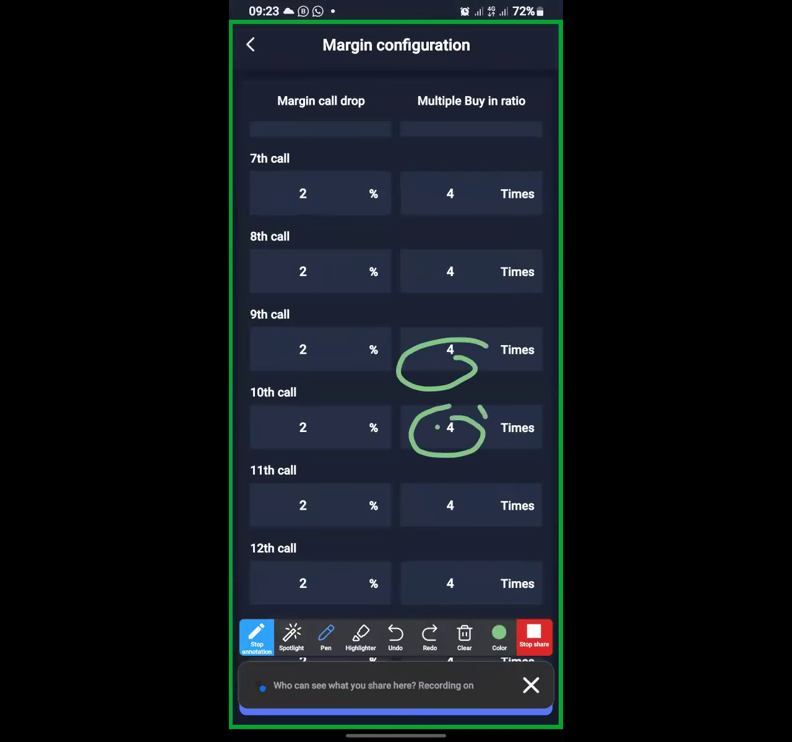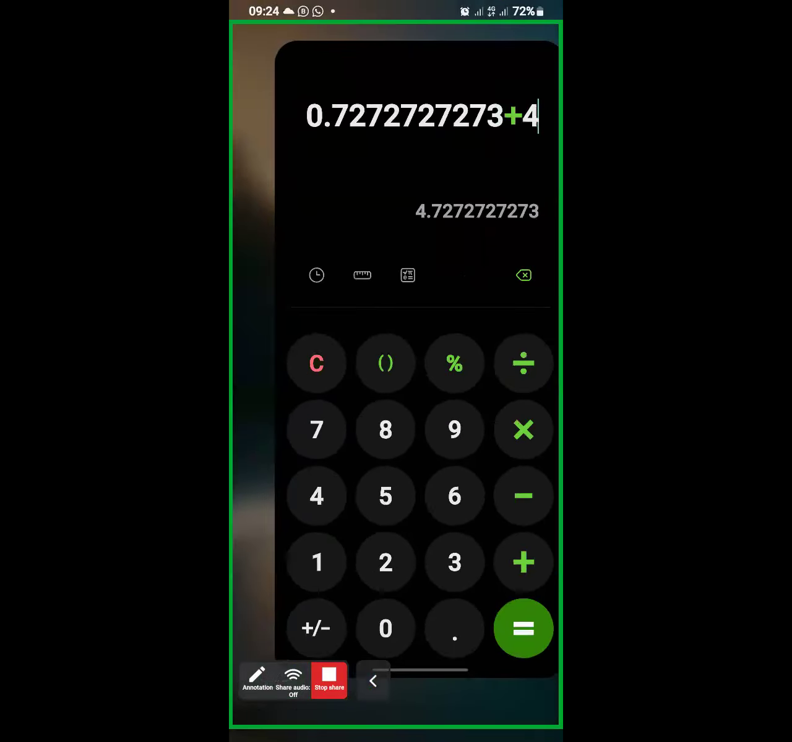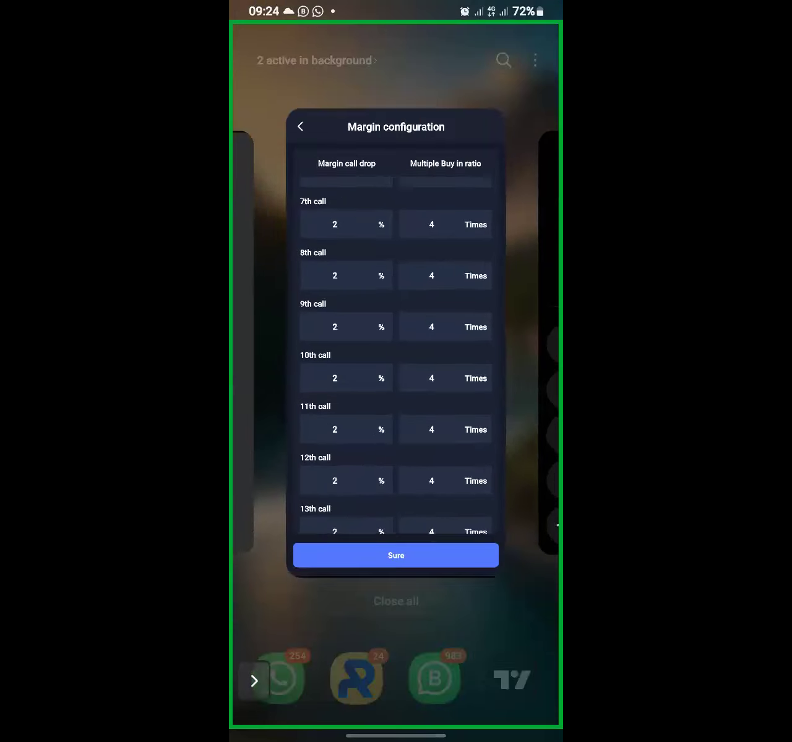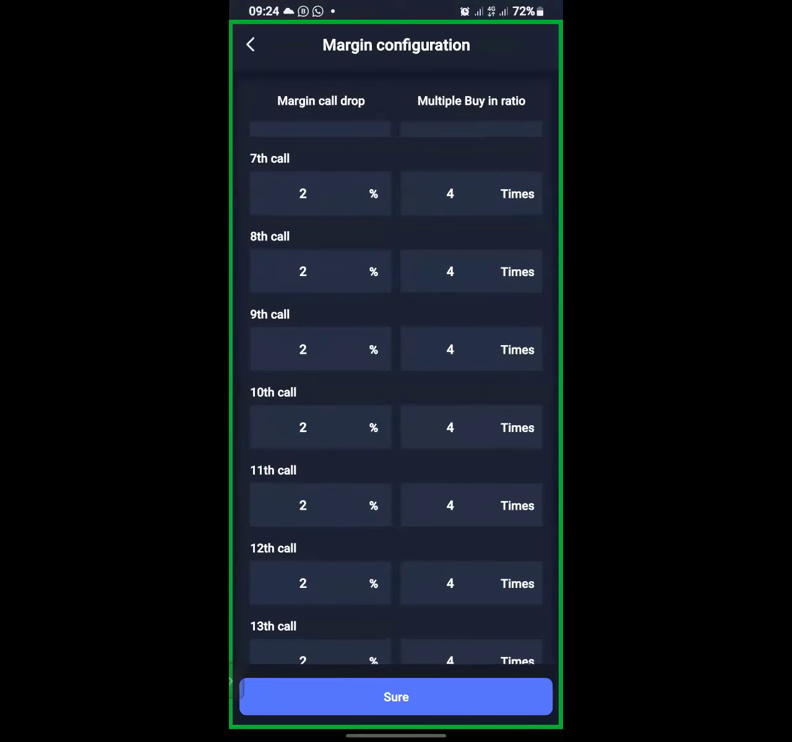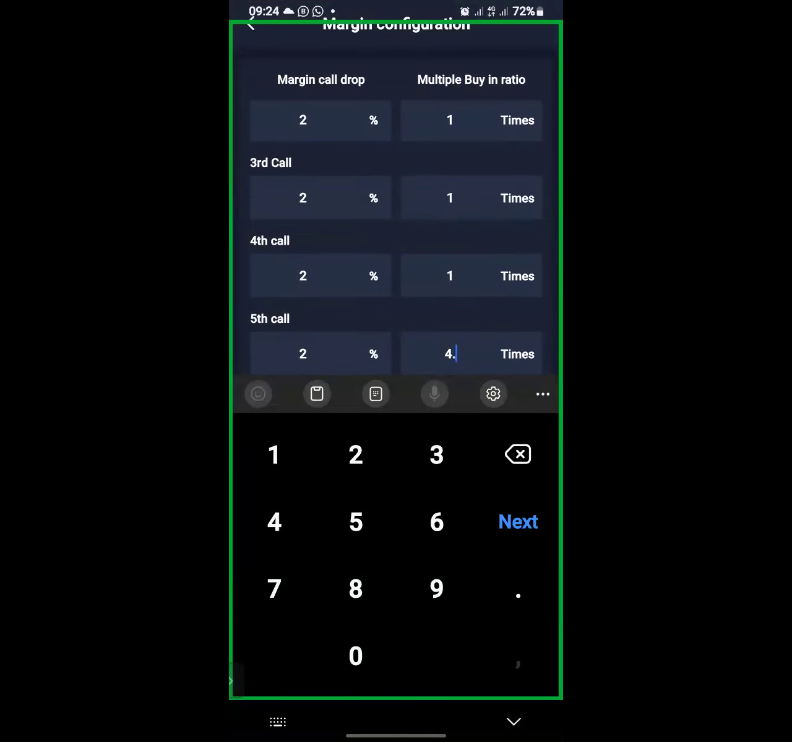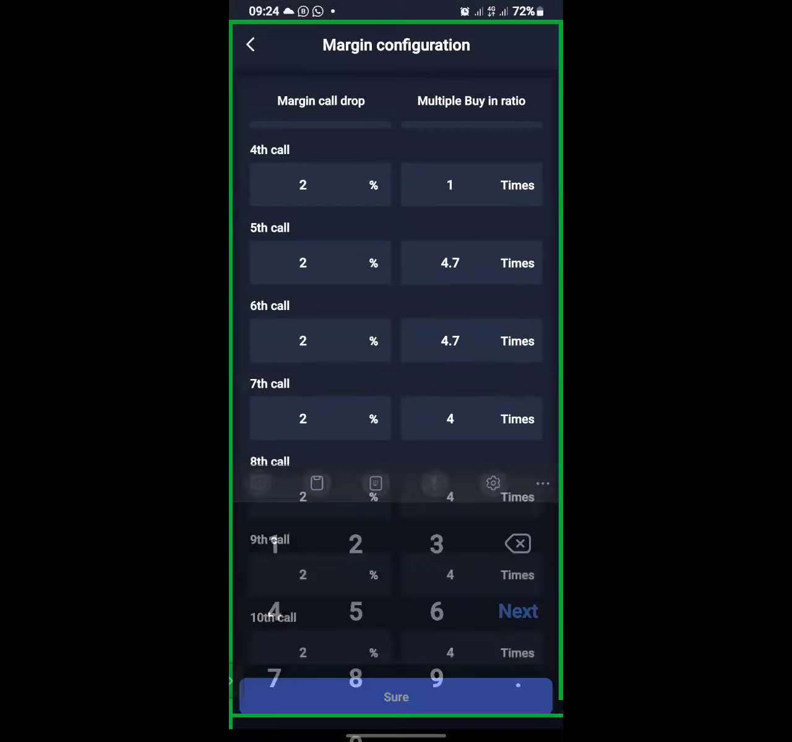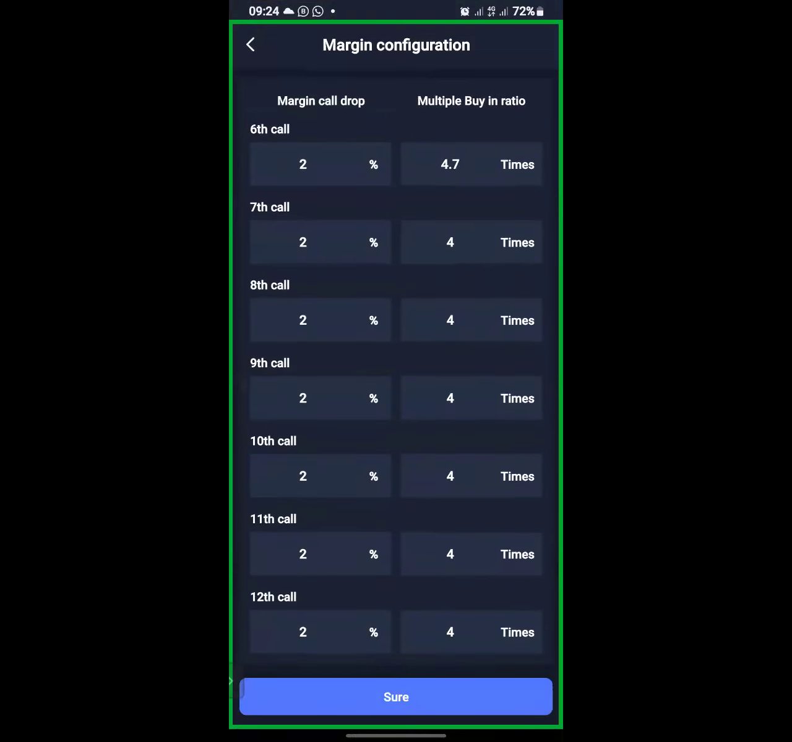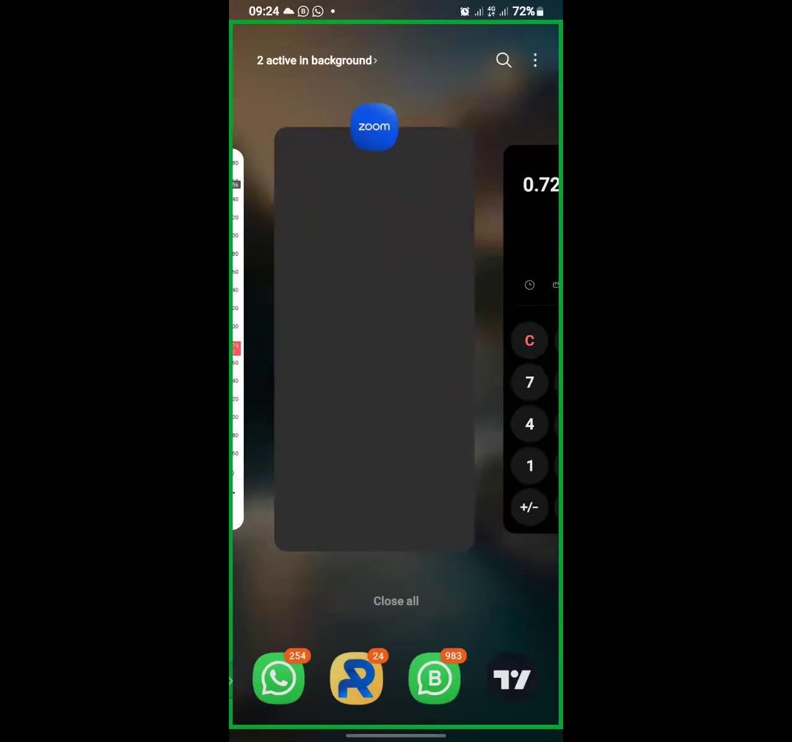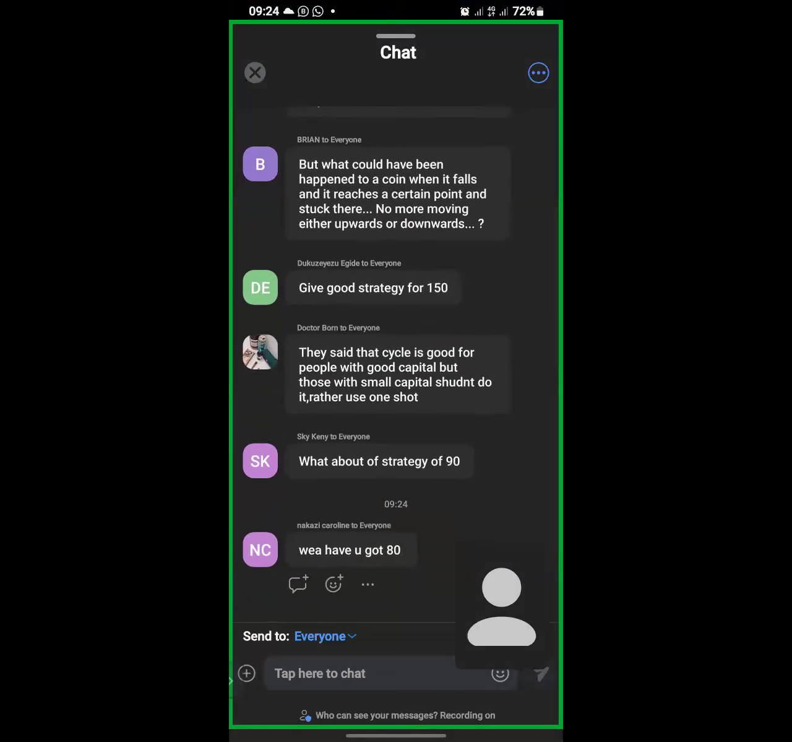Here, plus 4, then you get 4.7. That means you've divided 80 by your 11, and the result you've got, you add it to 4, so that you increase your multiple buying ratio. So this time it will be 4.7, just like that. You put 4.7 throughout up to the last call. Let me hope I'm okay with that.